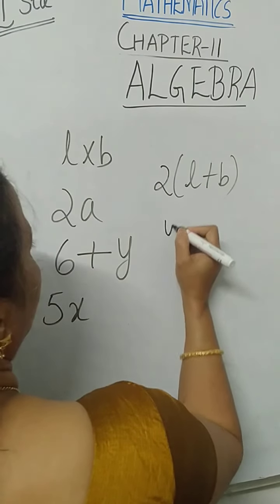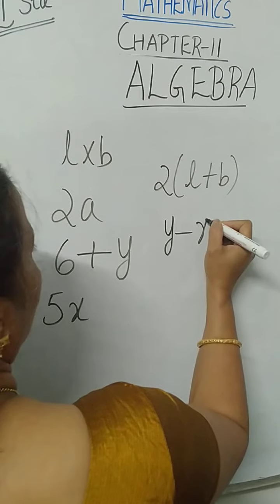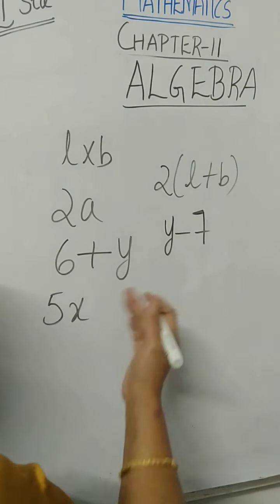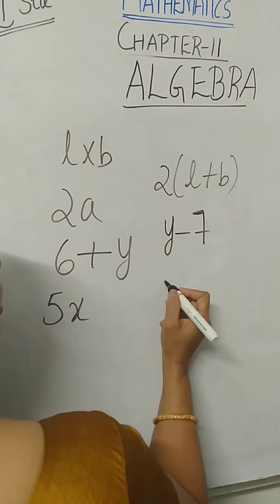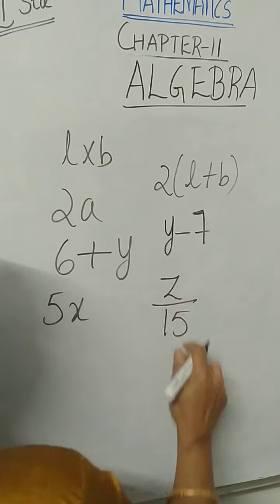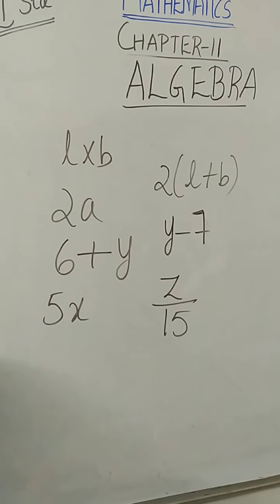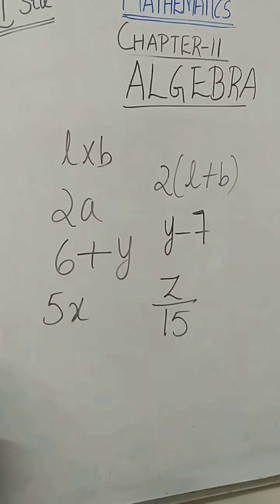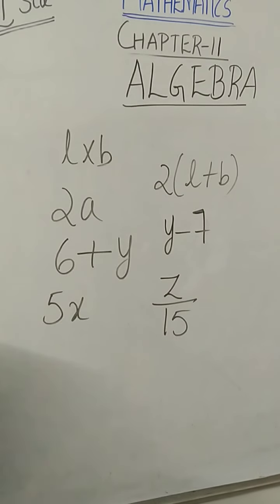Look here, y minus x, or y minus 7. Yes, this is also an expression. Look here, z by 15. Here it is divided. This is also an expression. So, these are called the algebraic expressions, which is having with the variables. Now, let us learn how it is formed.